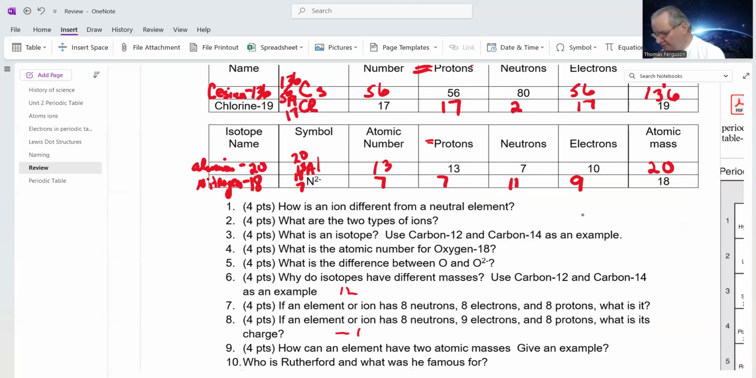Okay, so let's go through, and here are some generic questions about number of particles, ions, isotopes, etc. So how is an ion different from a neutral element? Protons do not equal electrons for an ion. In a neutral element, they're equal. Positive: cations. Negative: anions.